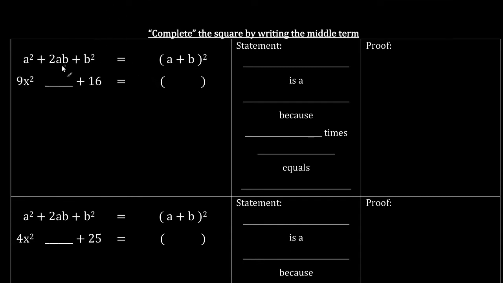So this time I'm missing the middle term. So right here, we know that a squared is 9x squared.